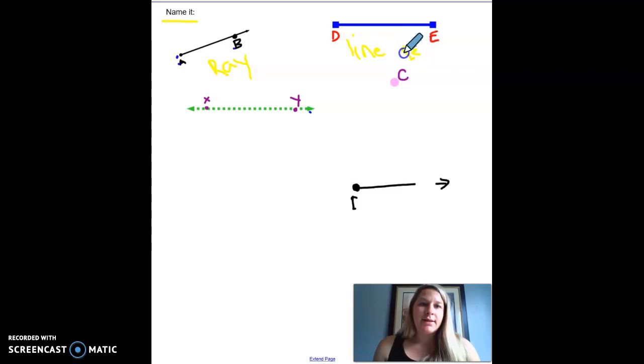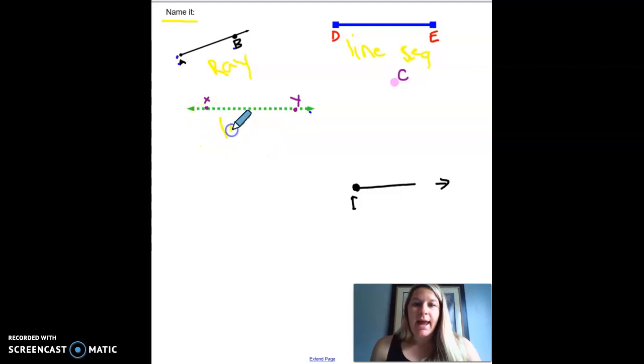Oops, that's an S. It's so hard to write on this. I'm not going to write it all just for time. Okay, this one has two arrows at the end. So it's going in both directions. Pause. See if you can figure out which one this is.